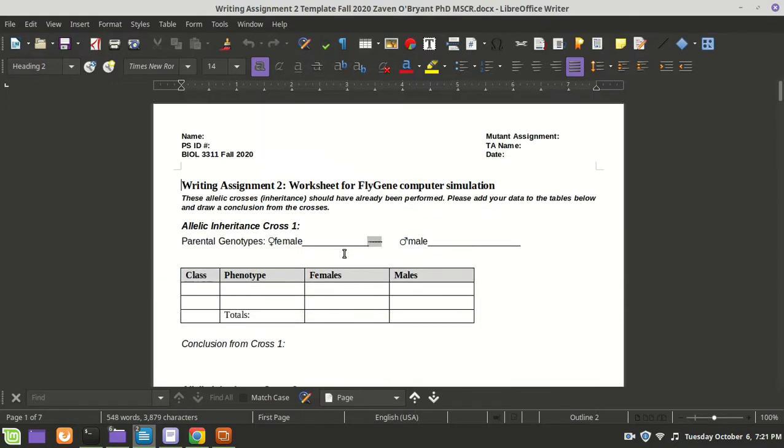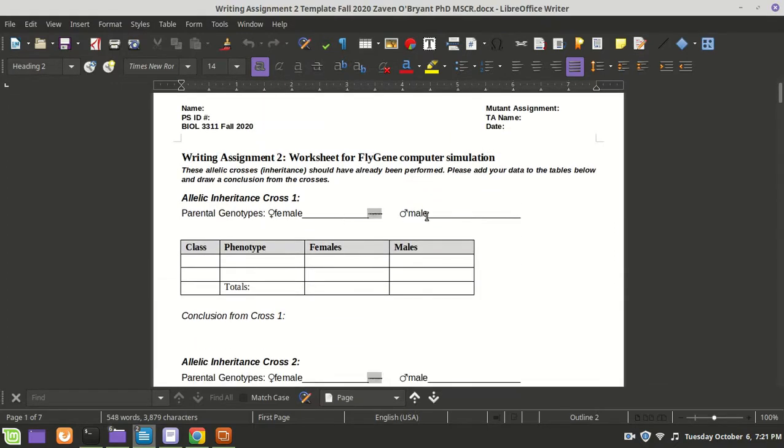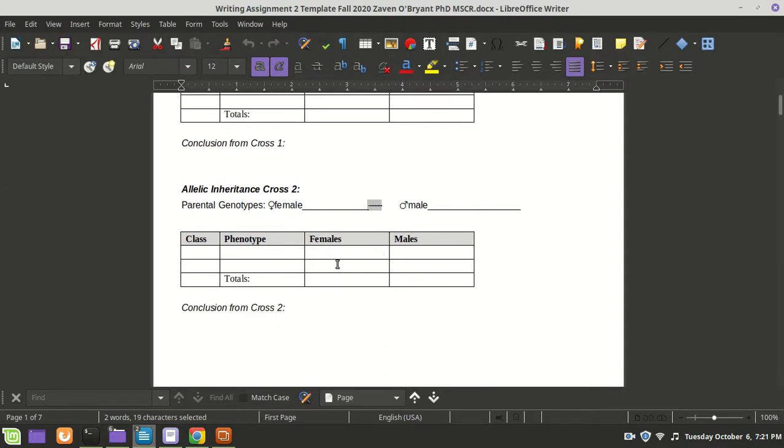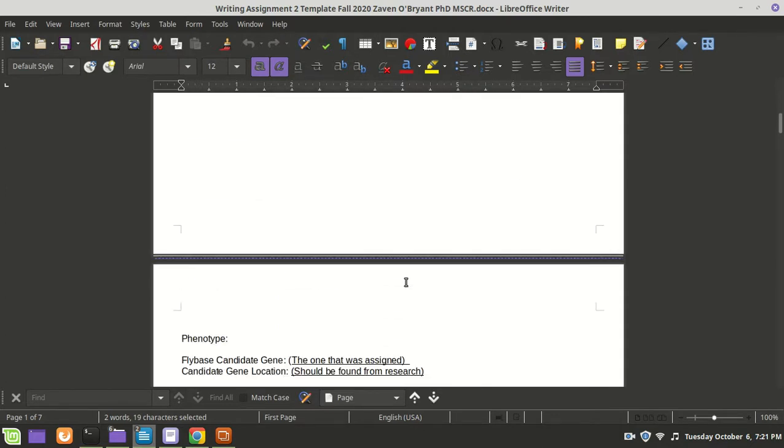But I will go through it. Once you figure out what to put in here, it really is easy. You just put the right thing in here, find out what the allelic inheritance cross is, you put it into the software, you get your results, you put them in here, you get your totals here, and you do chi-squared. So your allelic inheritance cross 2, you do that one, put it in here, get your totals, and you're good.